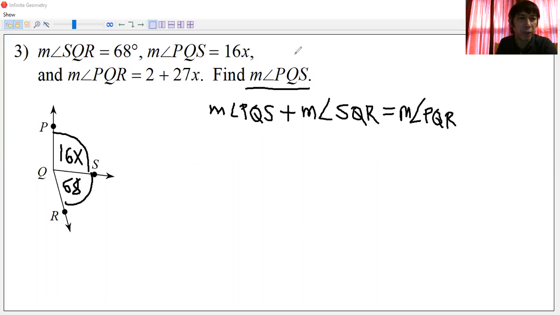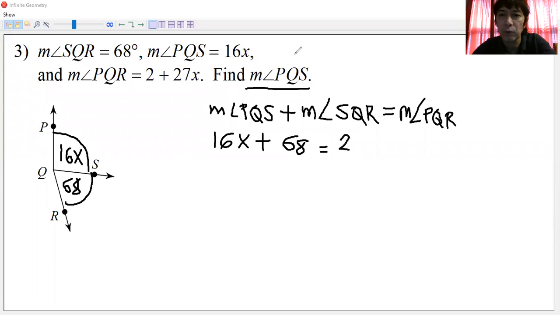There. So PQS is expressed in 16x, and we have SQR, that's 68. So this must be our 68. And this is equal to PQR, that's 2 plus 27x. There. So we have the equation. Therefore, we can now solve for x and come up with the answer.